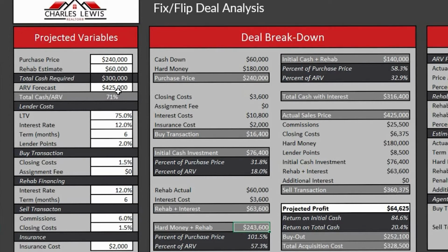The idea being, once the rehab is done, the value of the house is going to be higher. We're estimating at $425,000. And then the percent of the ARV, this lender is going to be pretty secure, with only a 57% out on an ARV of 425, because if they did have to foreclose and finish the rehab, that's a pretty decent percentage from the lender's point of view.